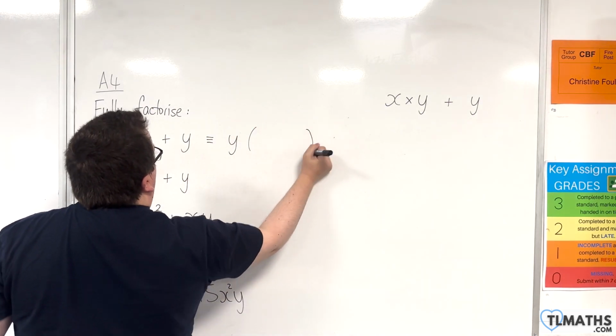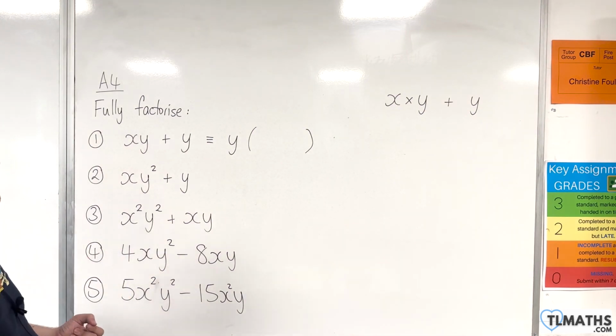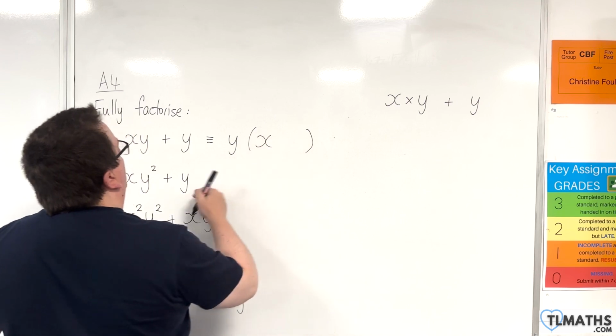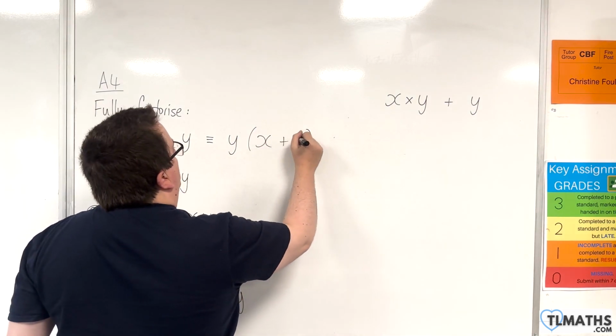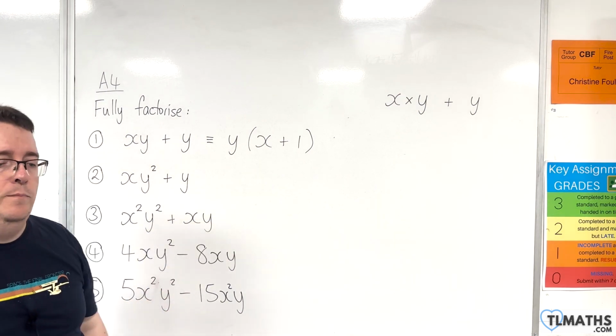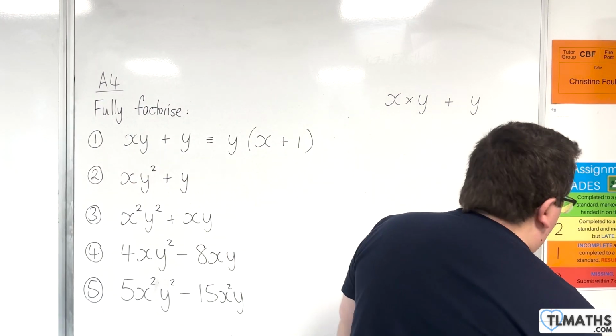So y is what is going at the outside of my bracket. xy divided by y would be x, y divided by y is 1. And so y times x plus 1 would be my fully factorised form.